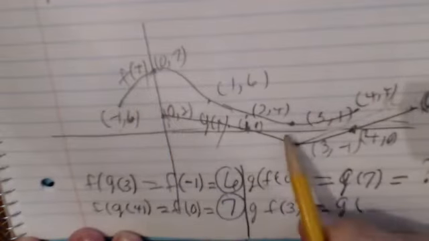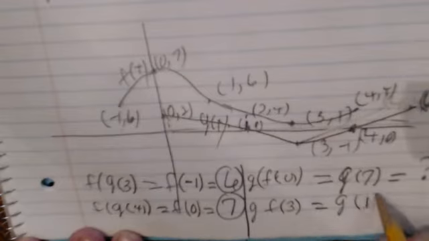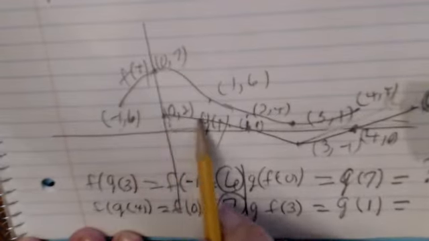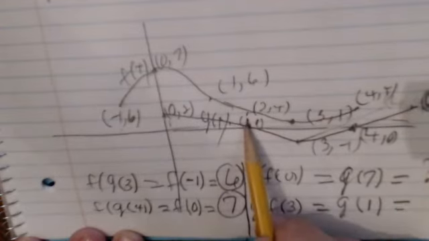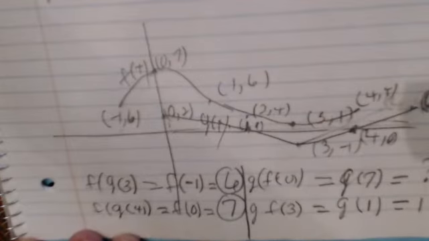Now let's find g of f of 3. f of 3: when x is 3, y is 1 on the f function. Now we want to find g of 1. Well, g of 1 is easy. So I'm going to say it again. You look at the inside, you get the value for it, then you look at the outside.